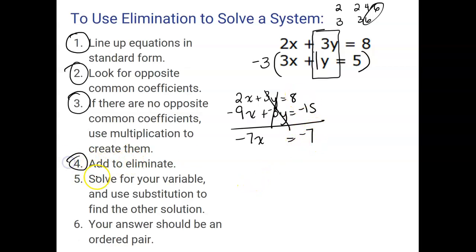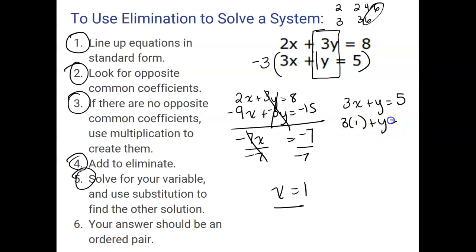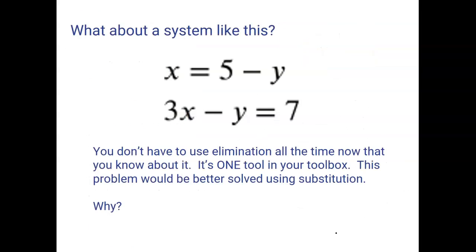That was step 4. Step 5 is to solve. Divide both sides by -7, and so x equals 1. And use substitution to find the other solution. It doesn't matter which of these equations we use. I'm going to use the second one, 3x plus y equals 5. I now know that x equals 1. 3 times 1 is 3, plus y equals 5, minus 3 on each side, and so y becomes 2. Your answer should be an ordered pair. X comes first, so your answer should be 1, 2.